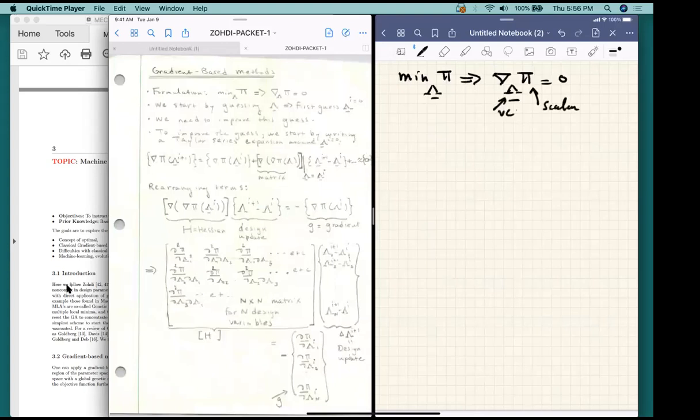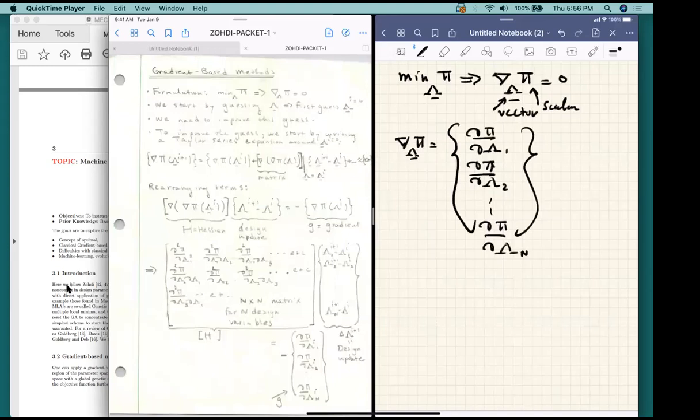Lambda is a vector. This compact notation really means that if I take the gradient of pi with respect to that vector, that's a vector: partial of pi with respect to lambda 1, partial of pi with respect to lambda 2, all the way down to partial of pi with respect to lambda n. And I'm going to set that equal to the 0 vector. That means 0 all the way down to 0 here. Okay, so this is a very complicated thing in disguise. This is not just a single number. It's going to be a set of many different numbers that I have to force.